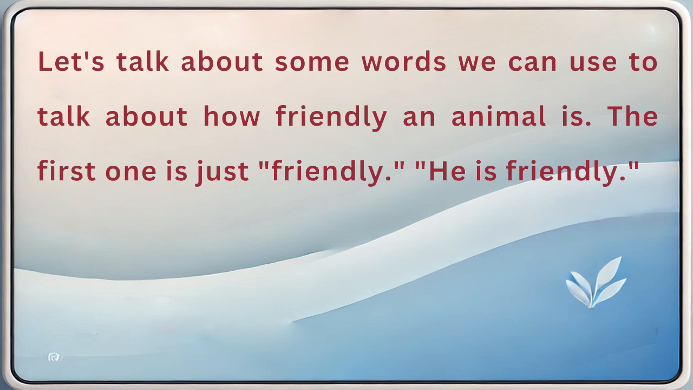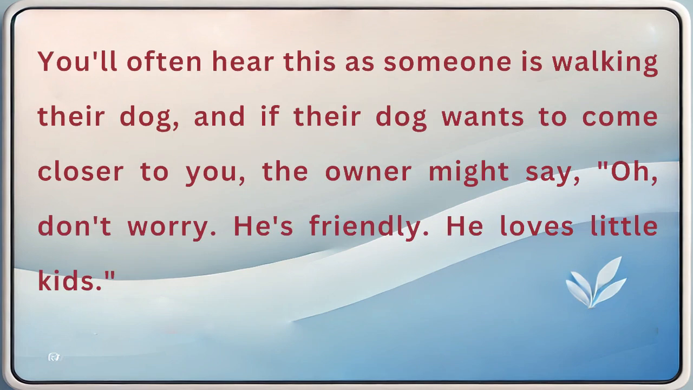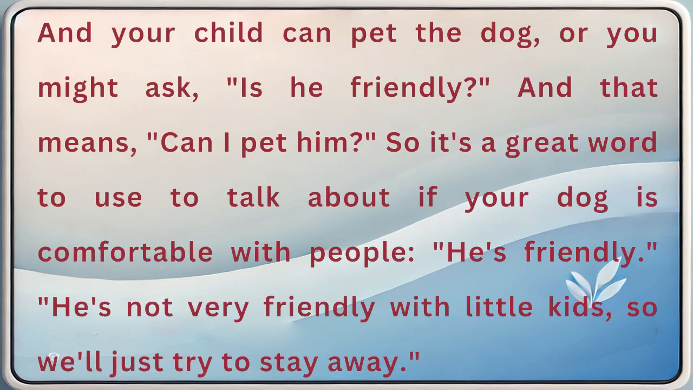Let's talk about some words we can use to talk about how friendly an animal is. The first one is just friendly. He is friendly. You'll often hear this as someone is walking their dog, and if their dog wants to come closer to you, the owner might say, "Oh, don't worry, he's friendly. He loves little kids." And your child can pet the dog, or you might ask, "Is he friendly?" And that means, "Can I pet him?" So it's a great word to use to talk about if your dog is comfortable with people. He's friendly. He's not very friendly with little kids, so we'll just try to stay away.